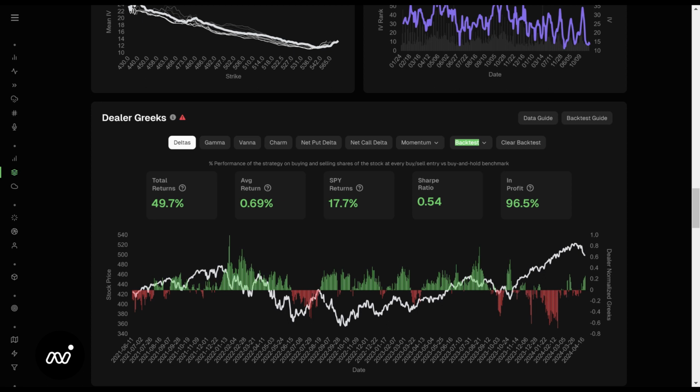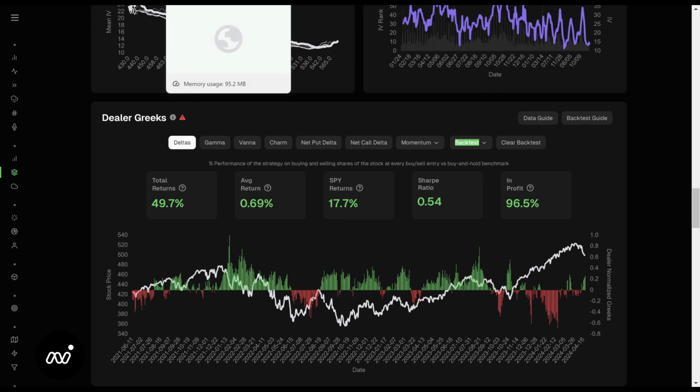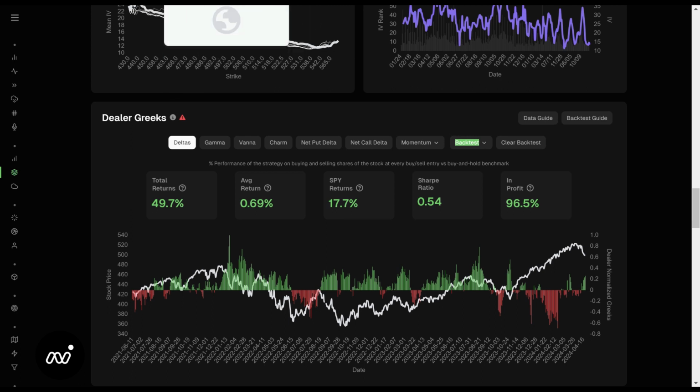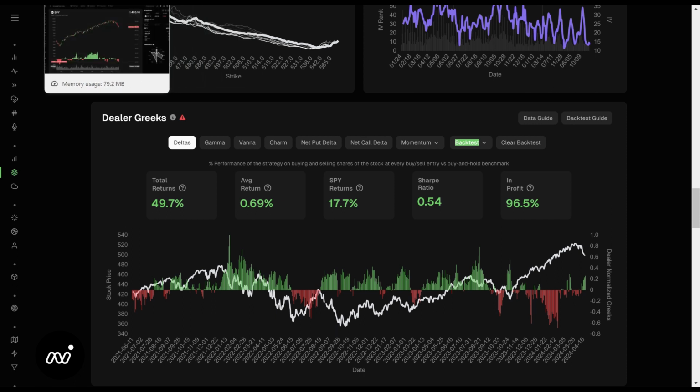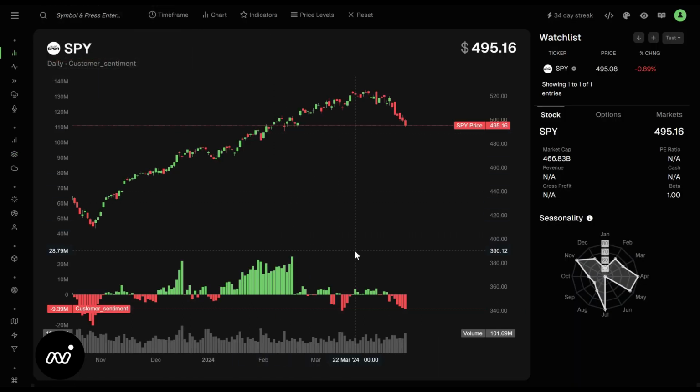Okay, now here's an important thing to look for. Not every single ticker is exactly this way. Sometimes they are in fact a buy when we're over zero instead of a short. So when you see something in your customer sentiment or your dealer Greeks that you want to take a look at, what you want to do is definitely go and check in this back test area next.